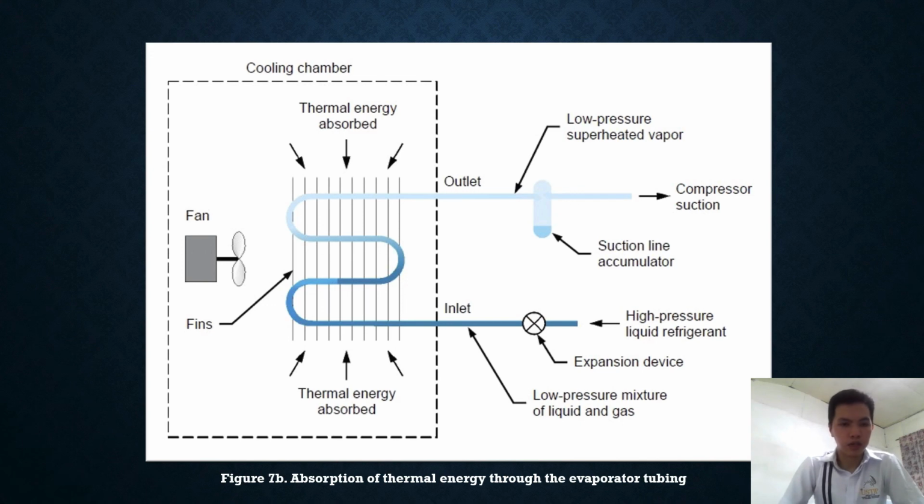And as you can see, there is a fan in the figure. As soon as the mixture absorbs all of the thermal energy, the coil of the evaporator cools. Then the fan will distribute the cool air into the surroundings of the evaporator. Then the mixture of liquid and gas will turn into a superheated vapor, which will then exit the evaporator through a tube and go to the compressor.